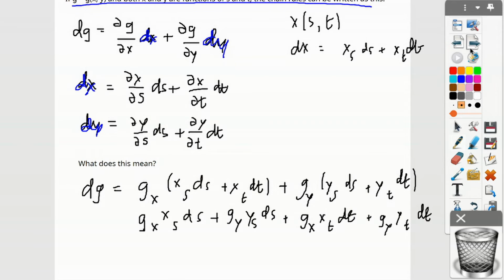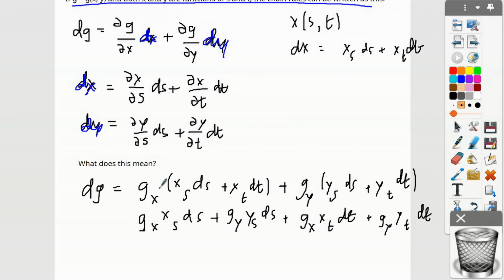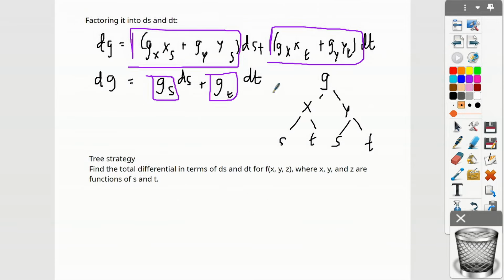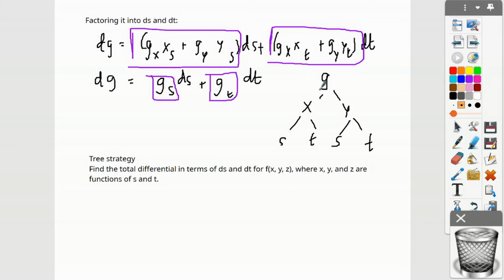Or if you want to do it in order, you can just say dg is equal to g sub x sub s ds plus g sub x sub t dt, g sub y sub s ds, g sub y sub t dt, right? If you want to write out the total differential in order, you can do that.